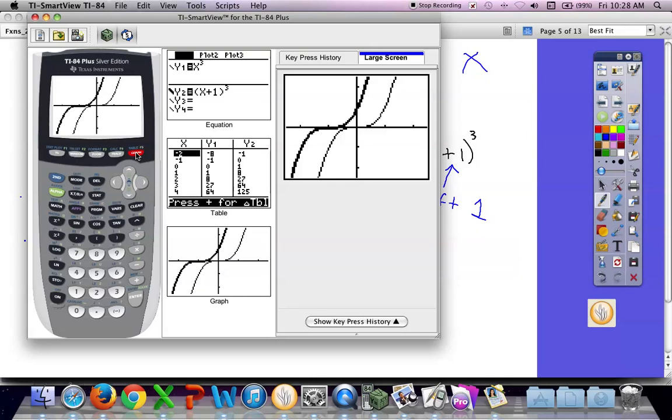Why is that not going? So what is going on? What's that? On the what?